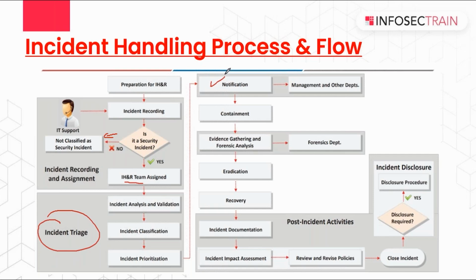So after notification, containment is there. They go hand in hand and have to happen quickly. With the notification phase, your containment phase follows, where the incident response team will contain the incident. Containment of the incident is a very crucial phase, and it has to be performed in order to stop the spreading of infection to other organization assets. Correct? Then it goes for evidence gathering and forensic analysis.